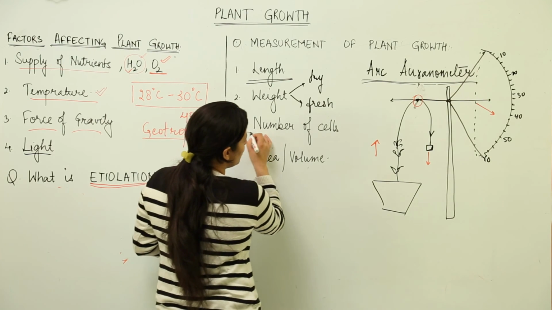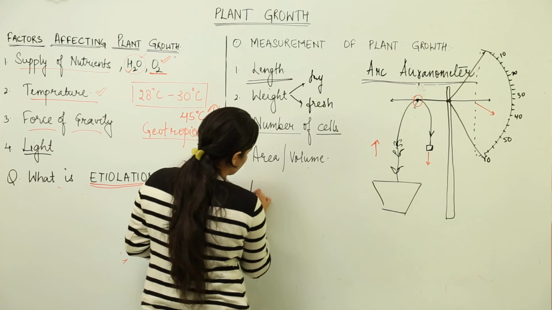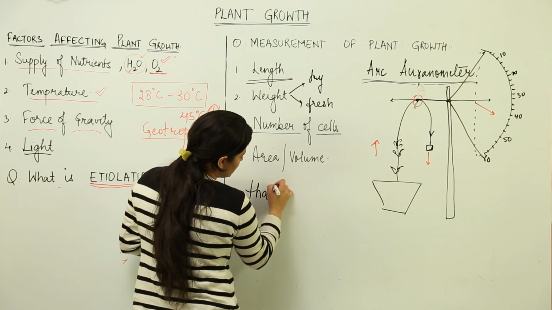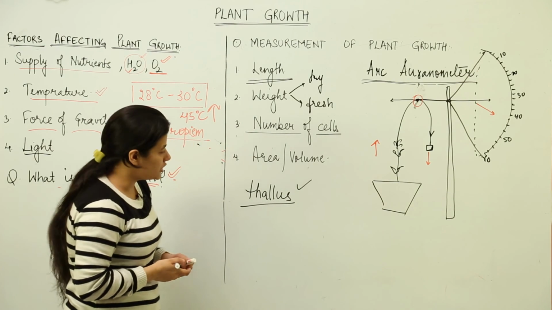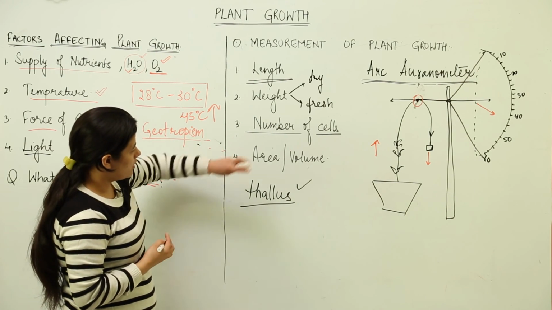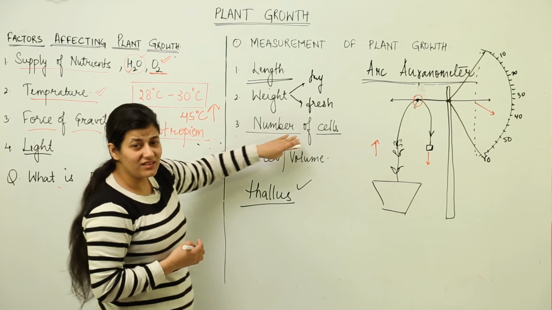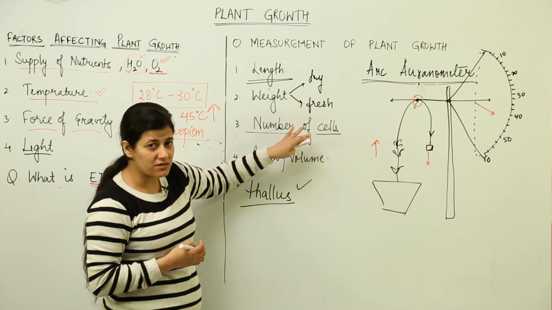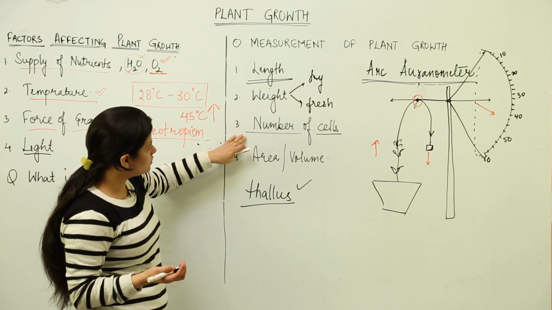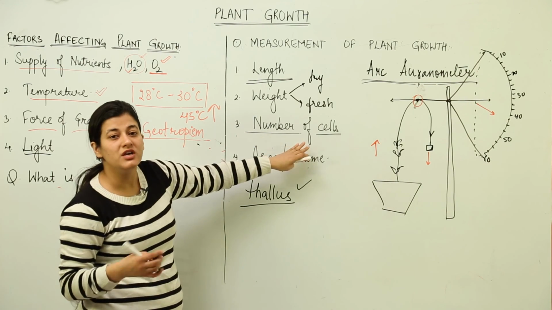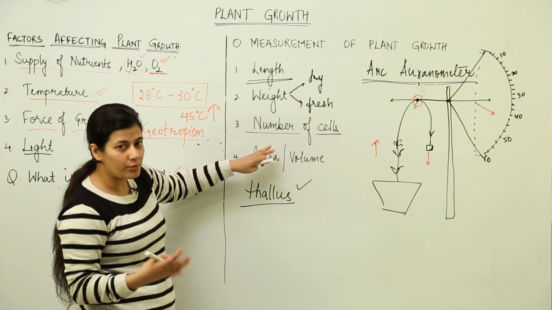Then in terms of lower plants, which are thalloid structures. You know what is a thallus? Thallus is where the plant may not have organ differentiation or tissue differentiation. In that case, we observe the increase in the number of cells. There are certain plants which are unicellular or which are cellular colonies. In those plants we observe the growth in terms of increase in the number of cells, how many cells have increased in total.